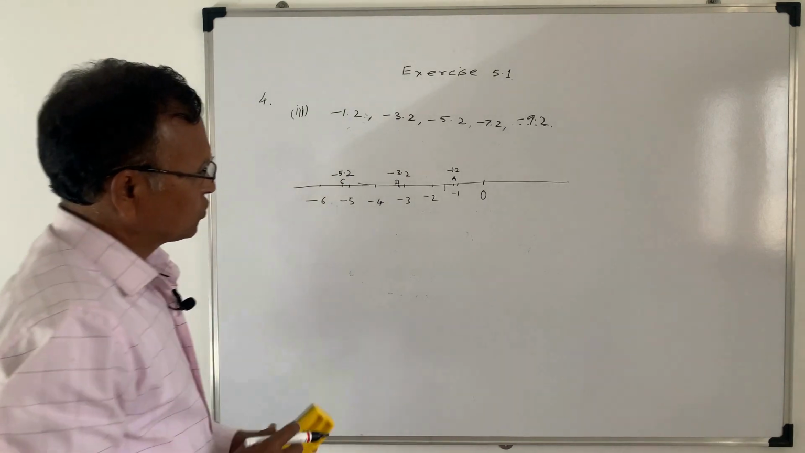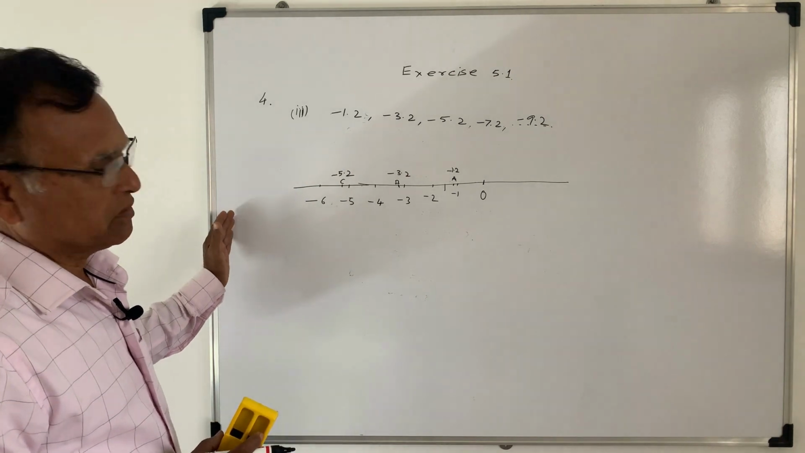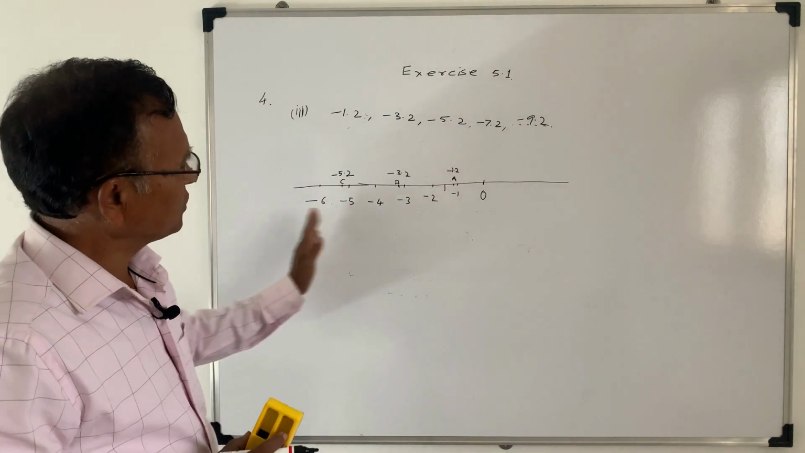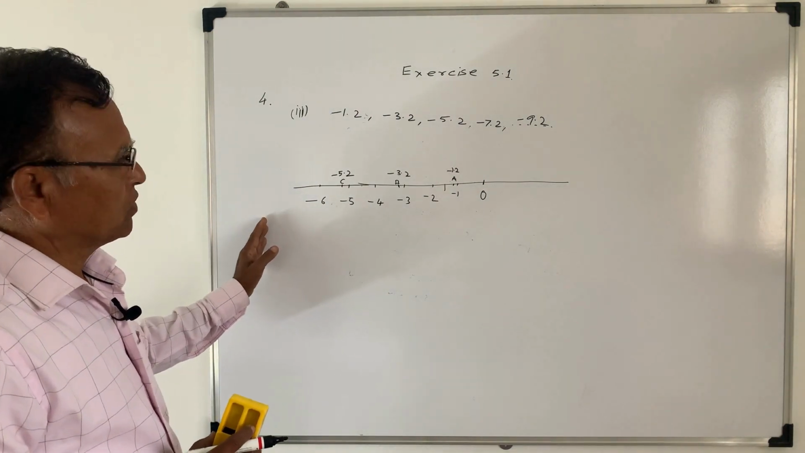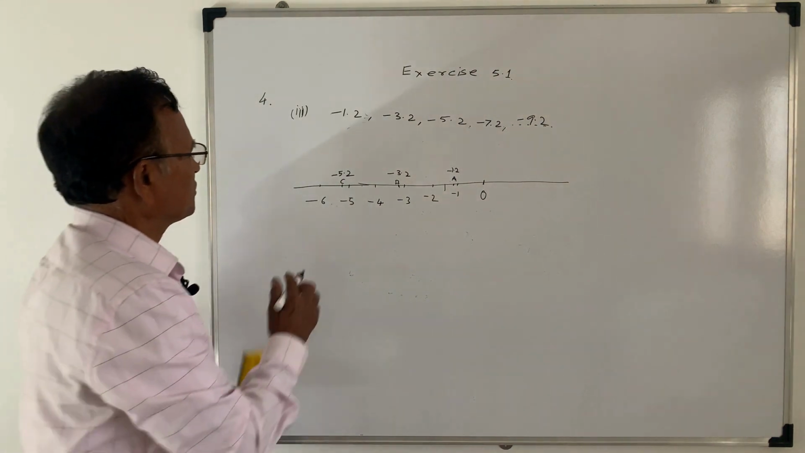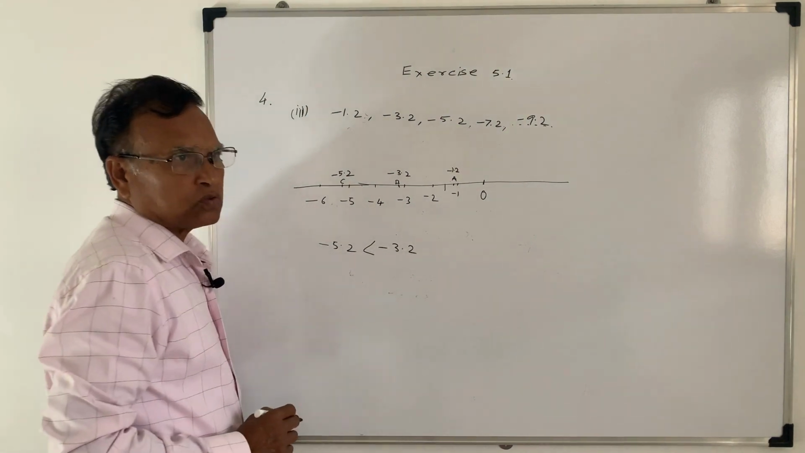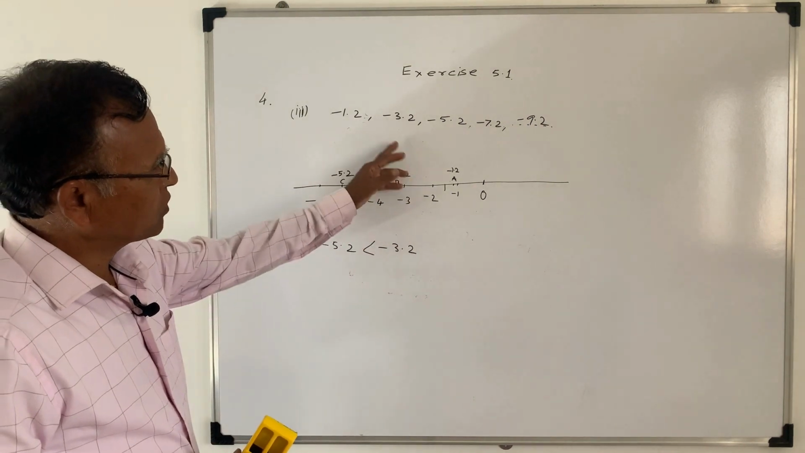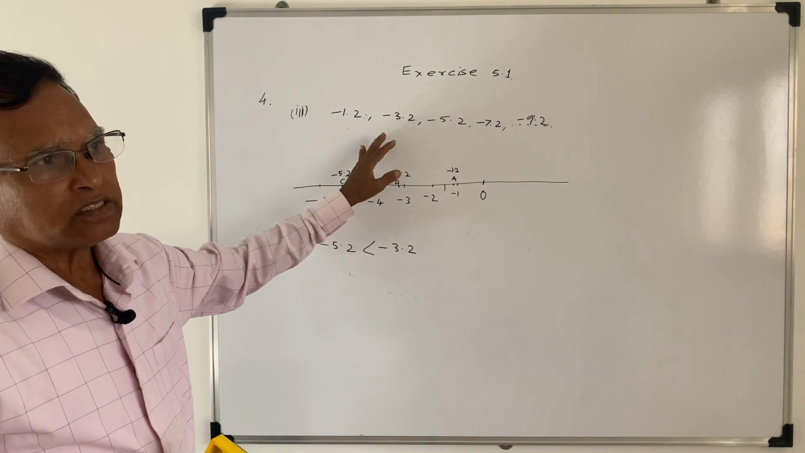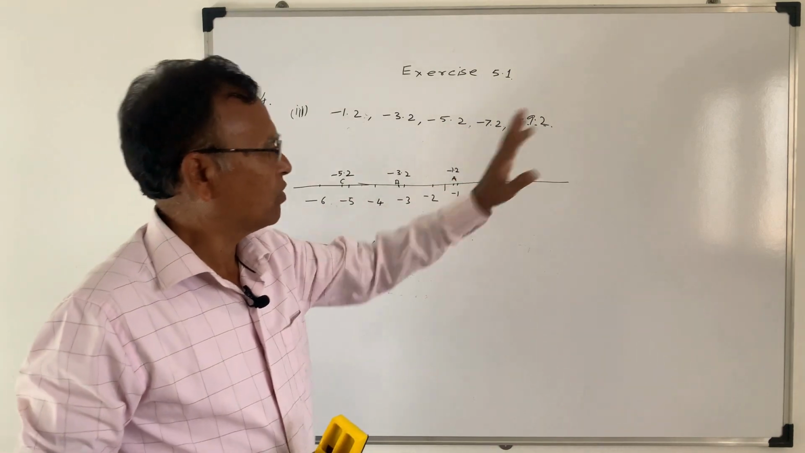-5.2. So it is increasing towards negative side. This sequence is increasing towards negative side. Okay, so actually negative 5.2 is less than negative 3.2. So all numbers are going to negative side, so therefore it can be said it is in the descending order. It is called, the sequence is in the descending order.